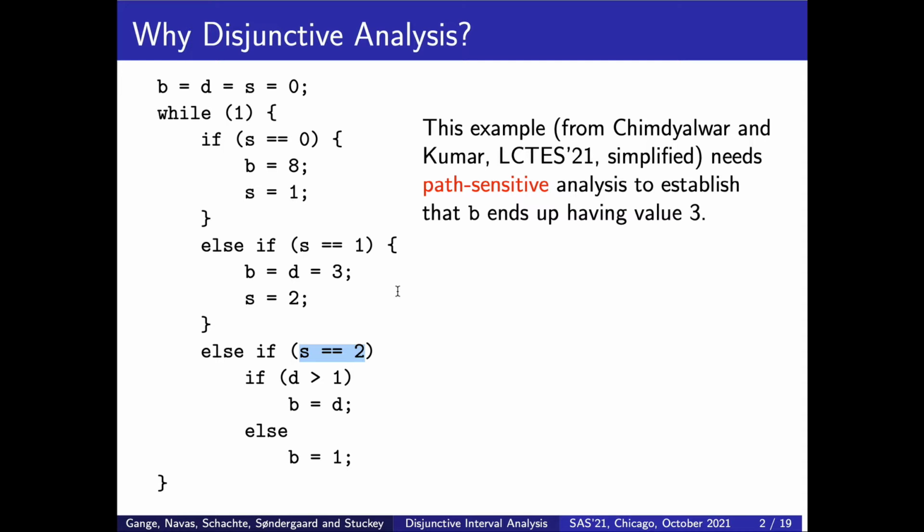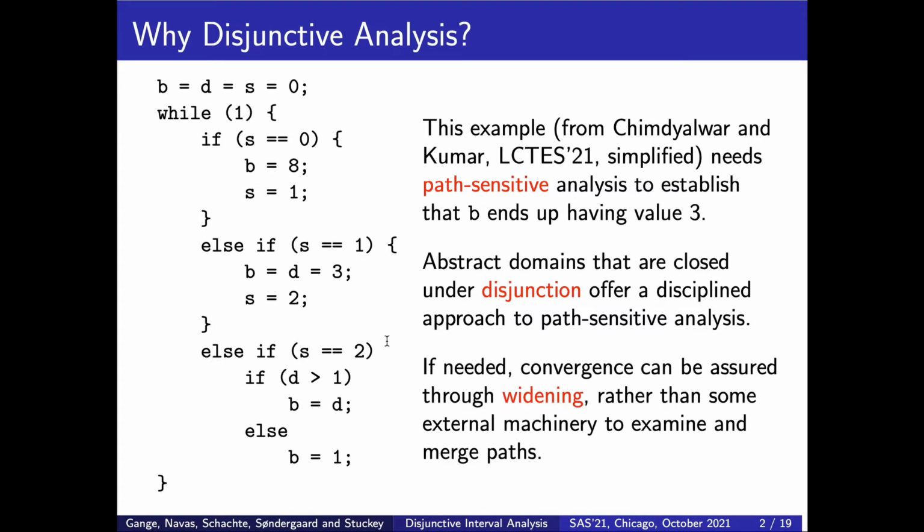And if you ask about the final value of, say, B, it is possible to convince ourselves that it ends up having value 3. However, unless you do the analysis in a path-sensitive way, you won't really be able to tell. But abstract domains that are closed under disjunction give us a simple and disciplined approach to a path-sensitive analysis. However, they tend to also be costly and are rarely used.